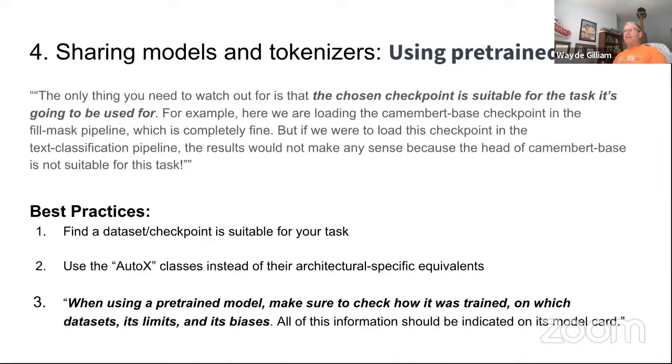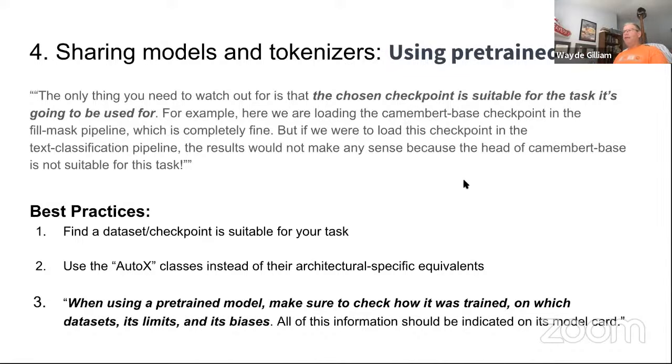So best practices here, after you have your data set and checkpoint, is to use the auto model, the auto tokenizer, and auto config classes. That'll make it a lot easier to iterate over different architectures if you want. And then, as I said before, when you're using a pre-trained model, see how it was trained, understand the data sets it was trained on, its limitations, its biases. That will go a long way in helping you stay out of trouble when you're actually using these things.